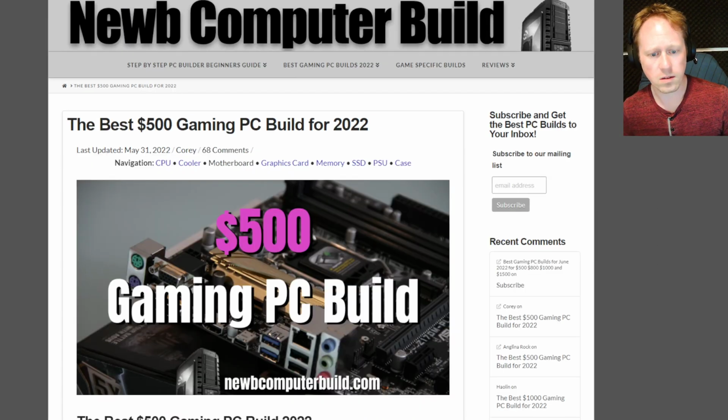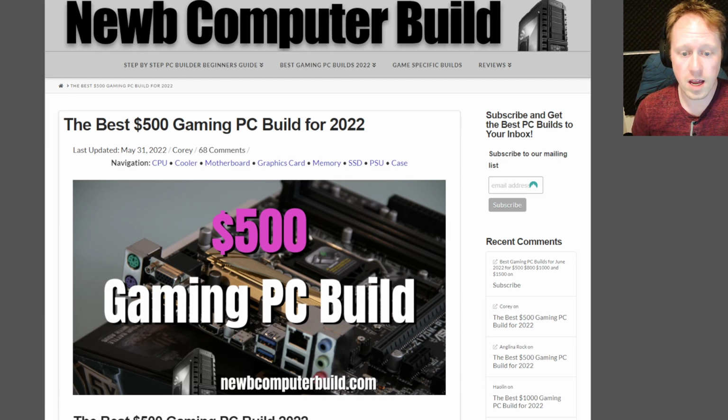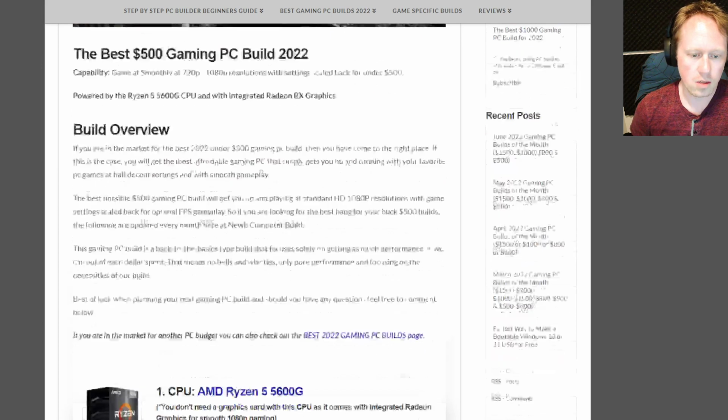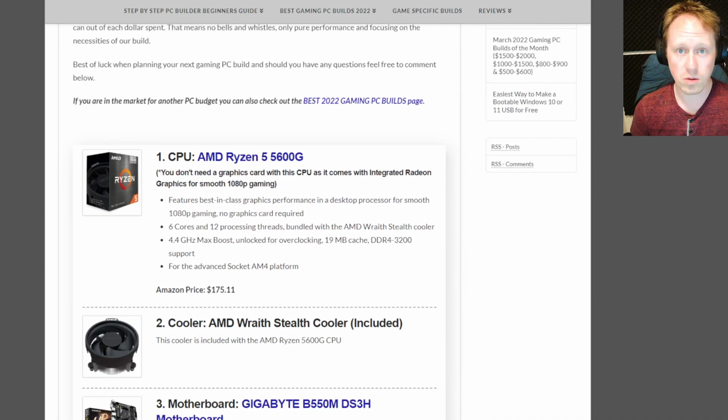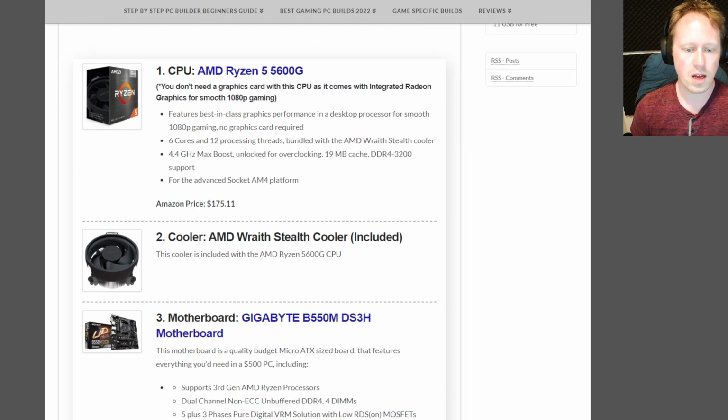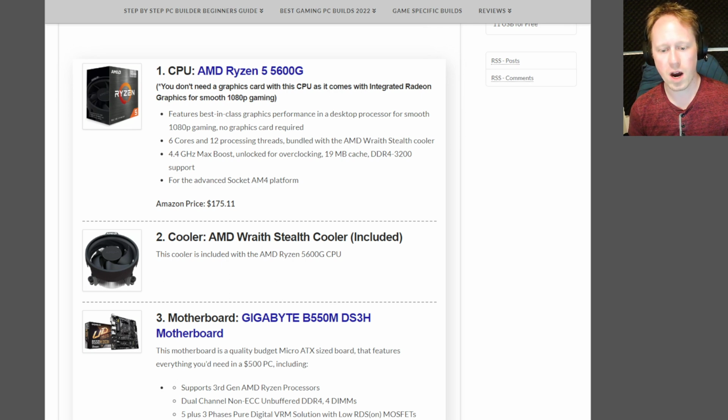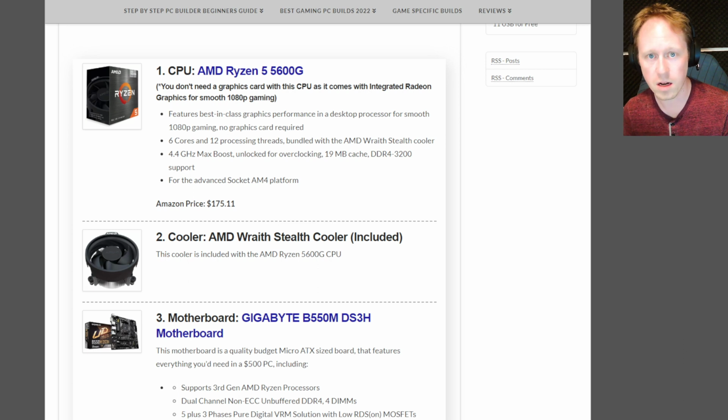And finally, we have the $500, the entry-level gaming PC build for June 2022. This one's unique and special because it was put together with the fact that you don't actually need a graphics card. So you can get up and running without buying an expensive graphics card. You can get up and gaming, and it leaves you open to buy one in the future if you have the money then to get faster and better gaming performance. But out of the box, it does game.